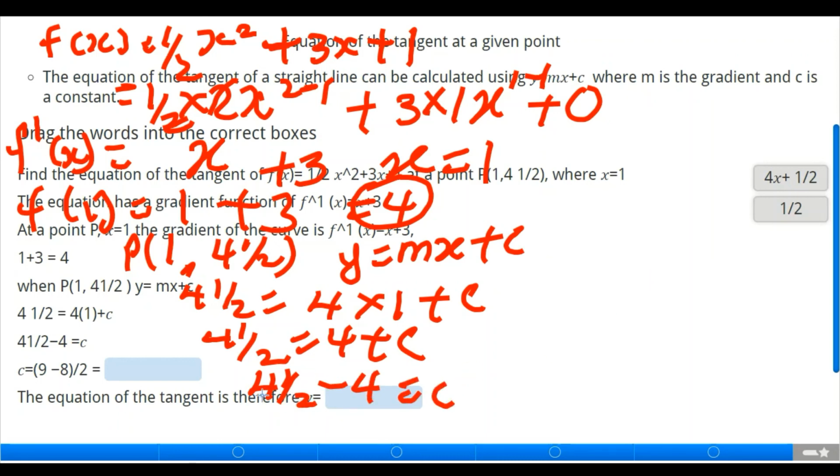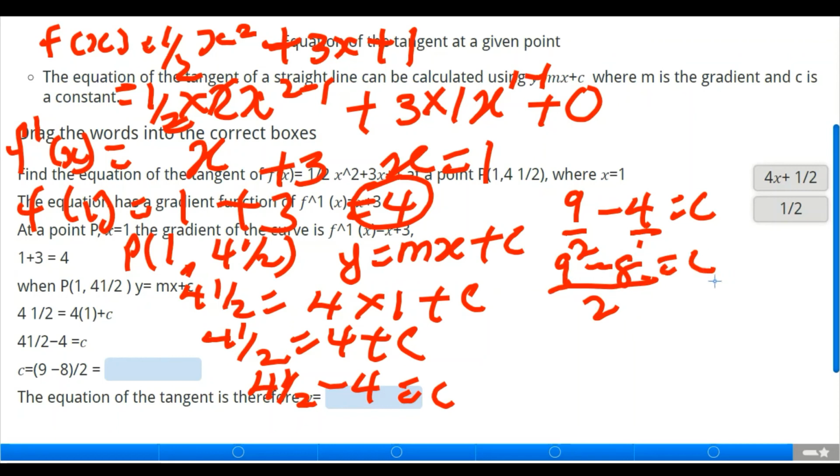Now, having that, let's change 4 and 1 over 2 to an improper fraction. 2 times 4 is 8, 8 plus 1 will give 9. So we have 9 over 2 minus 4 equals c. You find the LCM. The LCM here is 2. 2 goes into 2 one time, so we have 9. Now, 2 goes into 1 two times, so 2 times 4 is 8. 9 minus 8 is 1, divided by 2 equals c. So c here, which is the constant, is half.